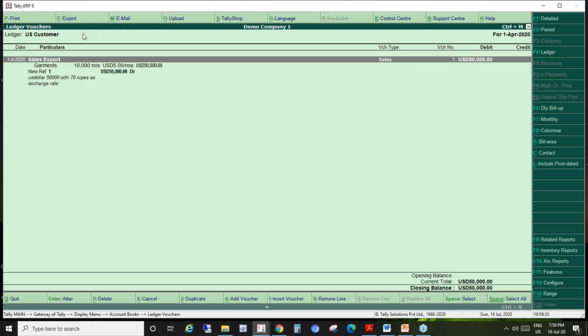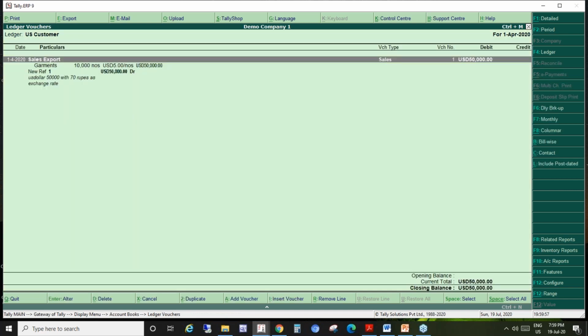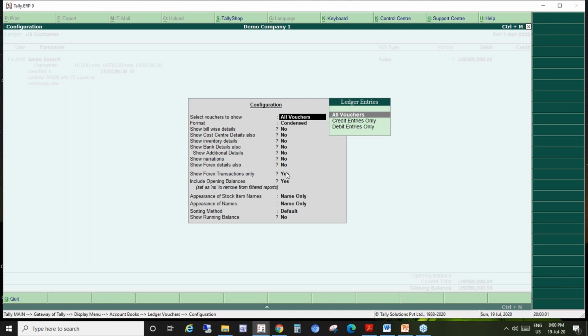Now, is this available only in my ledger vouchers report? No, this is also available in your bill wise report, which I can click from here, Alt D, and then print it. Bill wise pending report. Okay, so this is available at both levels, that US dollar 50,000 is there. To some of you who might not have got what I have said: F12, show forex transaction only. This is the option that I have clicked, and because of that, I get only $50,000.